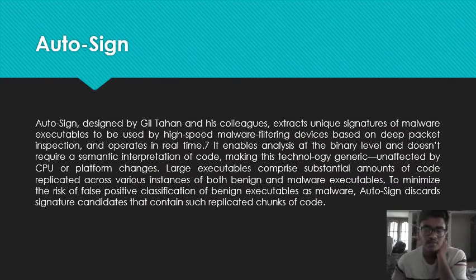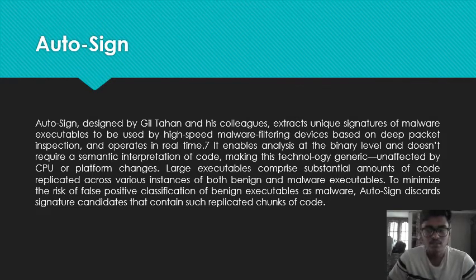Autosign, designed by Gil Tahan and his colleagues, extracts a unique signature of malware executables to be used by the high-speed malware filtering devices based on the deep packet inspection, and operates in real time. It enables the analysis at the binary level and does not require a semantic interpretation of a code, making this technology generic, unaffected by the CPU and platform changes.